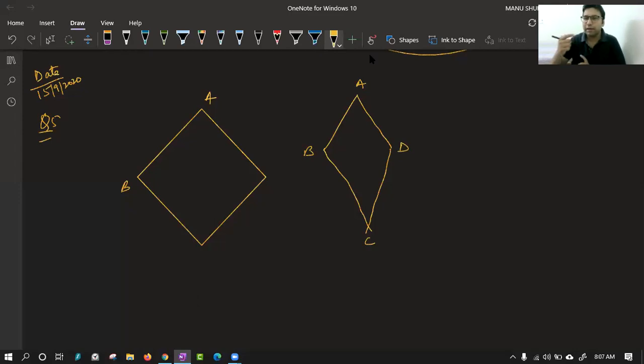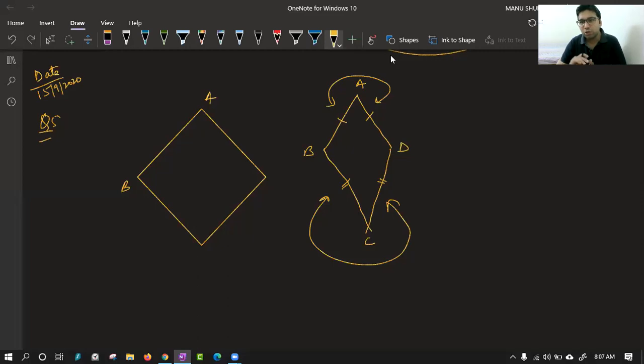So we know a kite is not a parallelogram. The parallelogram property is very simple: opposite sides are parallel and equal. In this case, nothing like that. In a kite, we have adjacent sides equal. So first pair of adjacent sides and second pair of adjacent sides. This is a kite.